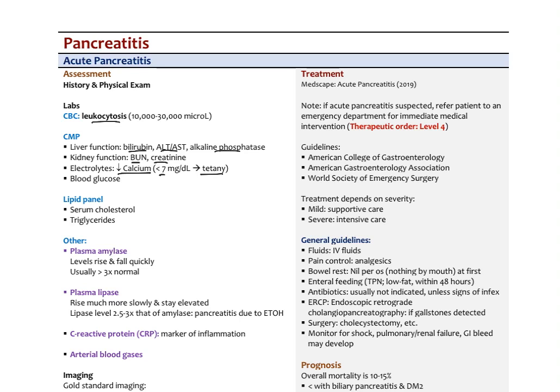And then looking at blood glucose to make sure that they're not becoming diabetic because of the destruction of the pancreas. And then looking at the cholesterol and triglyceride levels to see if that might be a precipitating factor.